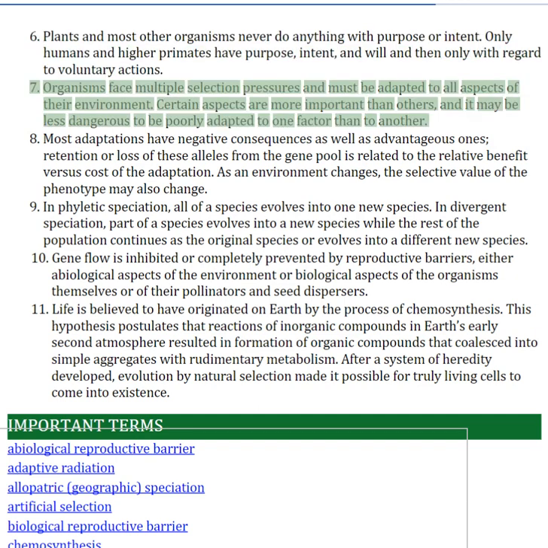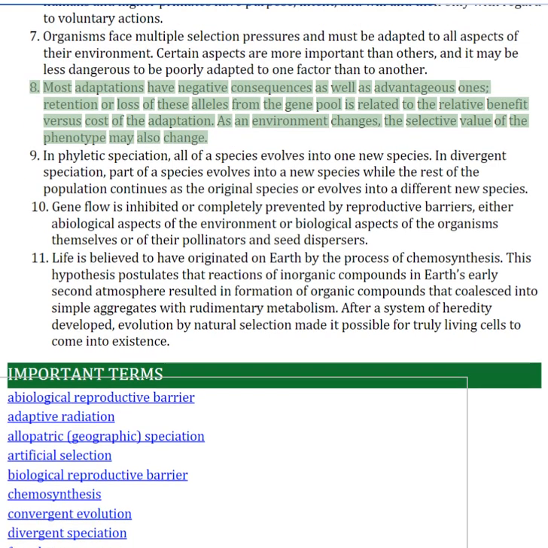7. Organisms face multiple selection pressures and must be adapted to all aspects of their environment. Certain aspects are more important than others, and it may be less dangerous to be poorly adapted to one factor than to another. 8. Most adaptations have negative consequences as well as advantageous ones. Retention or loss of these alleles from the gene pool is related to the relative benefit versus cost of the adaptation. As an environment changes, the selective value of the phenotype may also change.